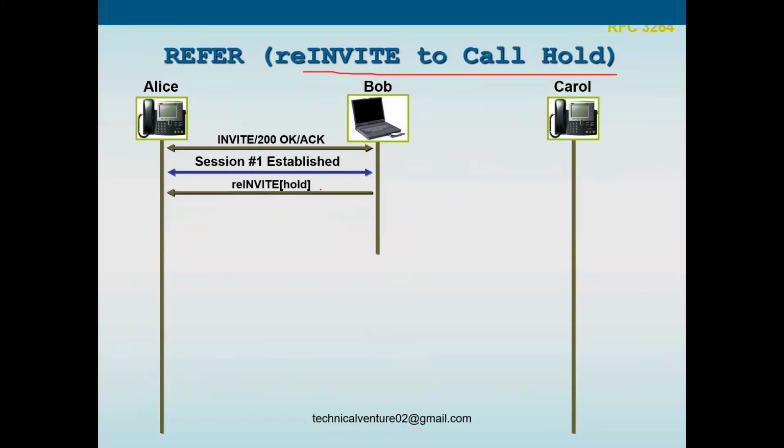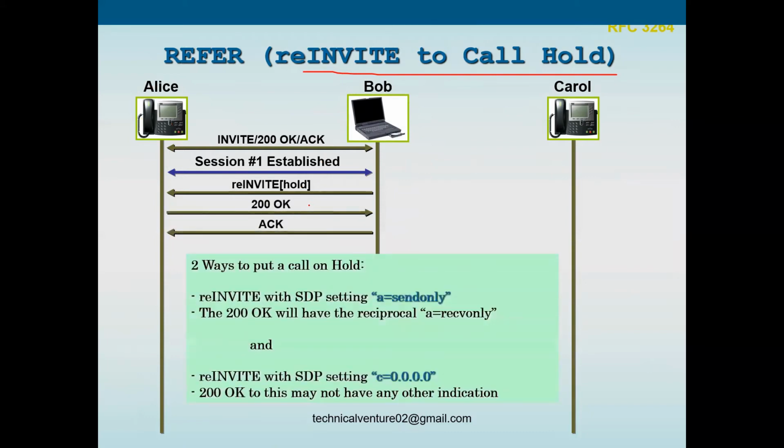So Bob sends the INVITE message, that is a re-INVITE, to Alice to just hold the call. Let me refer it or connect it with some other user agent. So it will first send the re-INVITE message that contains hold, and then there will be a response from Alice, that is a 200 OK, like okay, we can hold, and then there will be an acknowledgement.